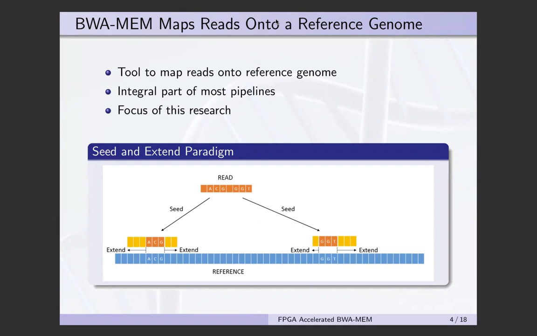After we find these seeds, we gradually extend these seeds to the left and to the right to identify how accurate the alignment of the read to the reference DNA is. The focus of this research is on accelerating the extension part of the seeds onto the reference DNA.